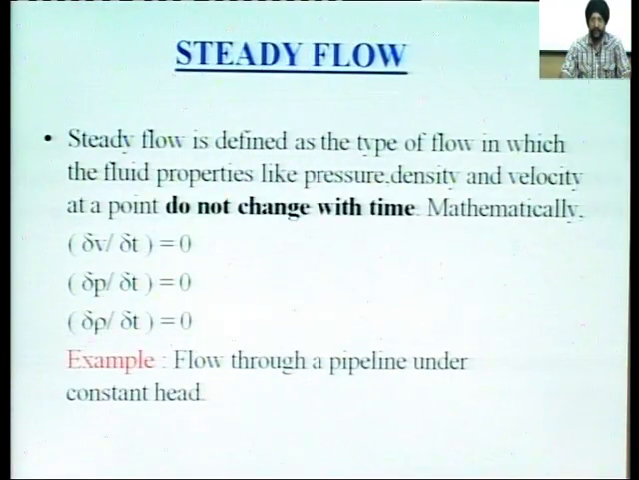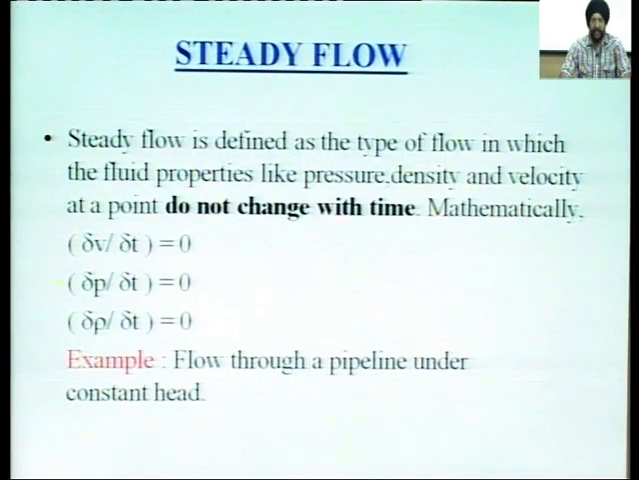Coming to the first one, the steady flow. The steady flow is defined as the type of flow in which the fluid properties like pressure, density and velocity at a point do not change with time. This is important. All these properties are not changing with time. So mathematically we can write it as delta V upon delta T equal to 0. The velocity is not changing.